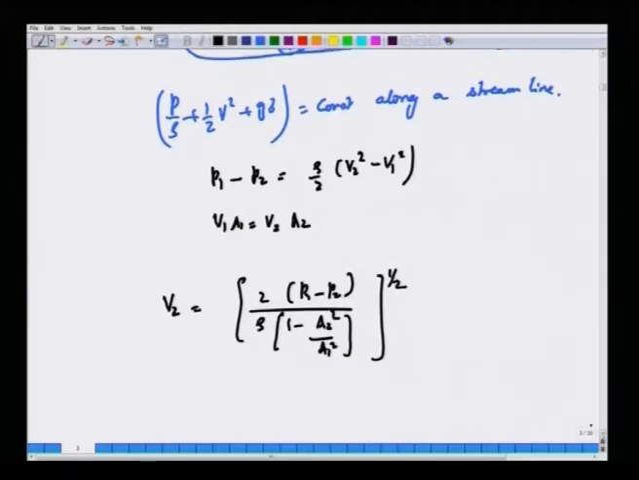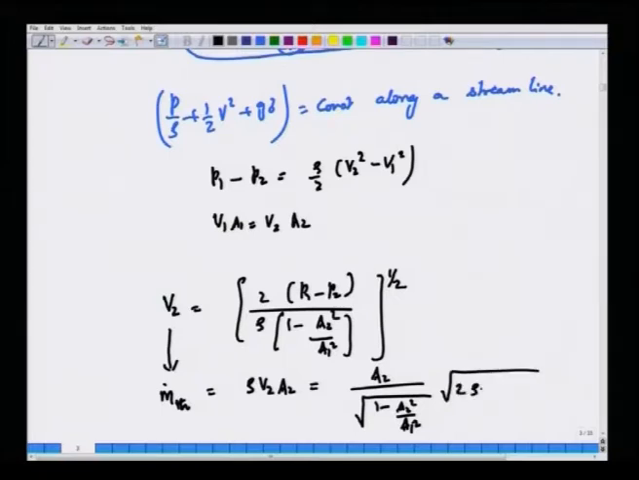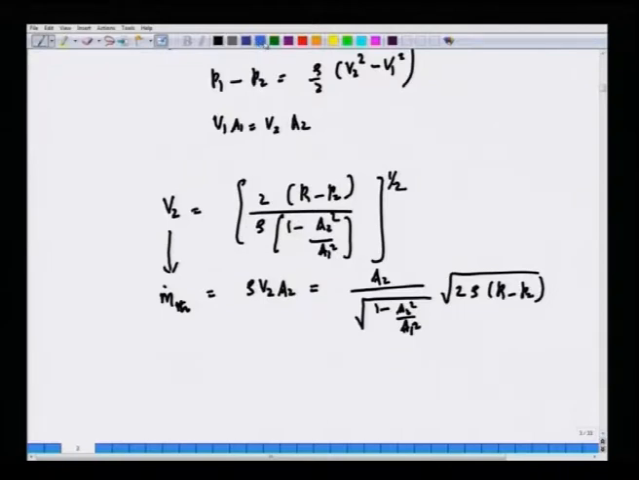So, this was the theoretically expected V2. From here we can find the theoretically expected mass flow rate as rho V2 A2, which is equal to A2 divided by the root of 1 minus A2 squared by A1 squared, times the square root of 2 rho (P1 minus P2). So, what is the idea? The idea here is that by measuring this pressure difference between points 1 and 2, and by knowing the areas A2 and A1, and by knowing the density, we can find the mass flow rate.